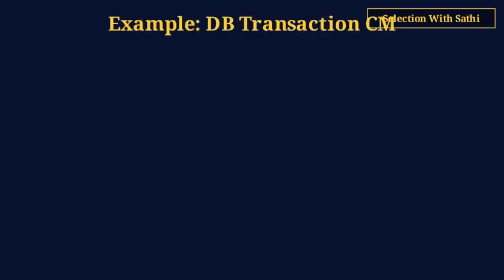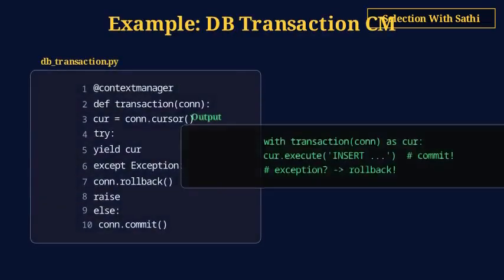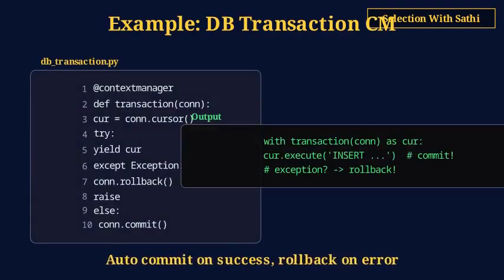A database transaction context manager using @contextmanager. We yield a cursor so the caller can run queries. If an exception occurs, we catch it, call rollback, and re-raise. In the else clause, we call commit, this only runs on success. This pattern ensures every transaction either commits or rolls back, no half states.